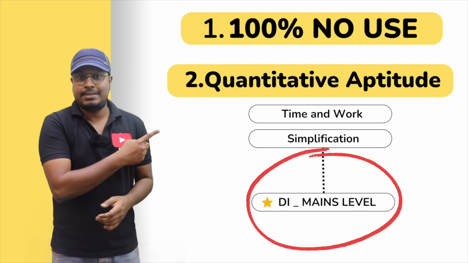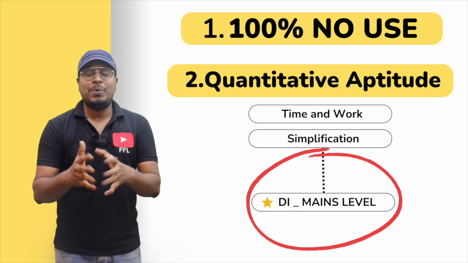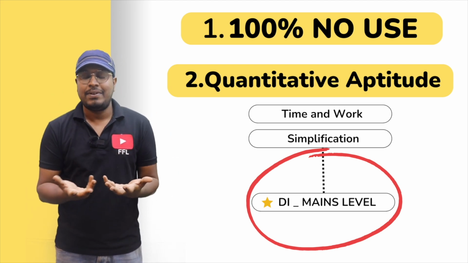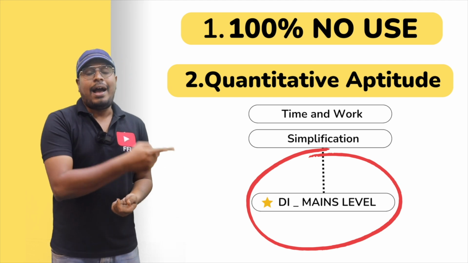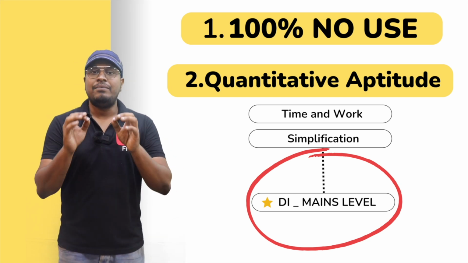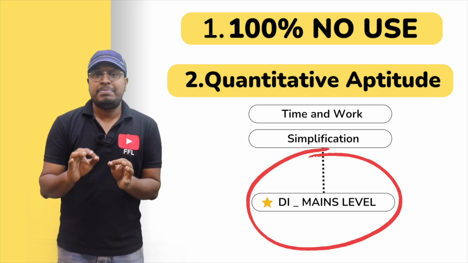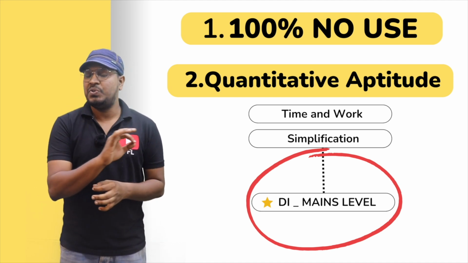First write the test and check your score, whether you are getting 5 out of 5 or you can't understand the DI itself. So first write the test. After writing the test, come and watch this video for the solution. Without writing the test, if you watch this video completely, 100% the video will be useless, no use.